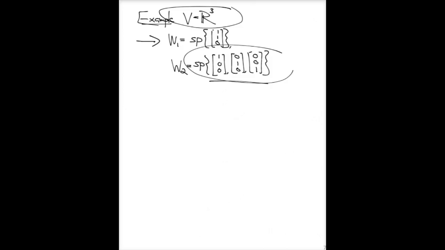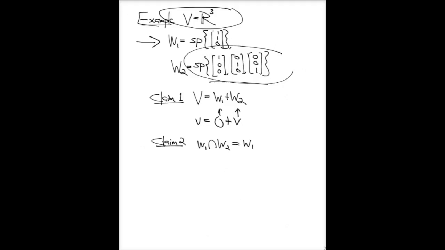So here's one claim you should be able to verify. V is the sum of W1 plus W2. I mean, you don't even need W1. You can write any vector v as 0 in W1 plus v in W2. And so V is the sum of W1 plus W2. And my second claim is that the intersection of W1 and W2 is just the vector space W1 all over again.